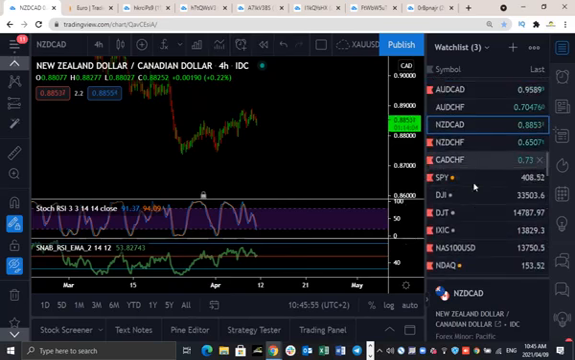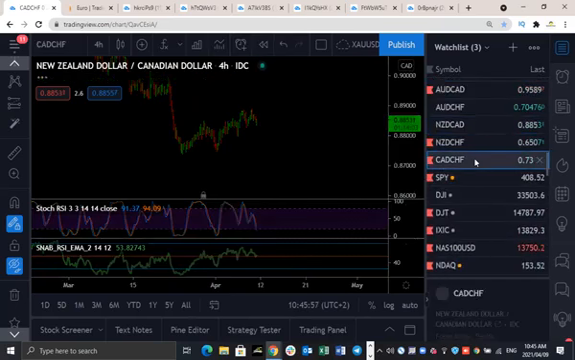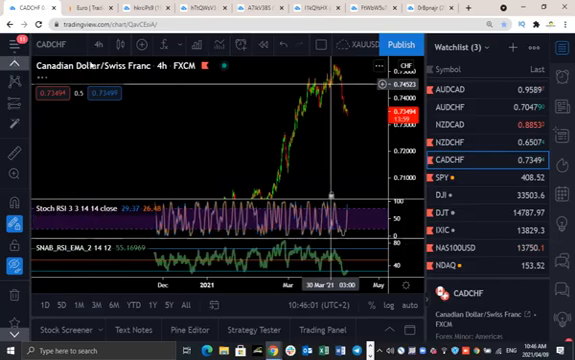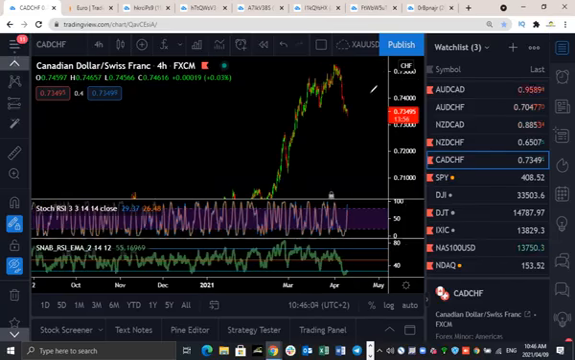So these pairs with the chief in them, they're giving us deeper corrections. Remember, we've been talking about CAD chief, pound chief, giving us deeper corrections before resuming moves to the upside, because the bigger structures are bullish.